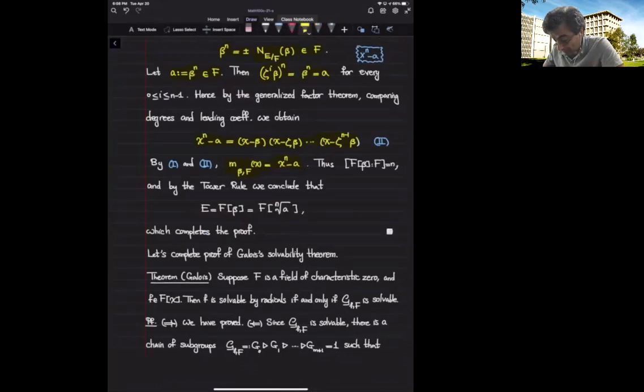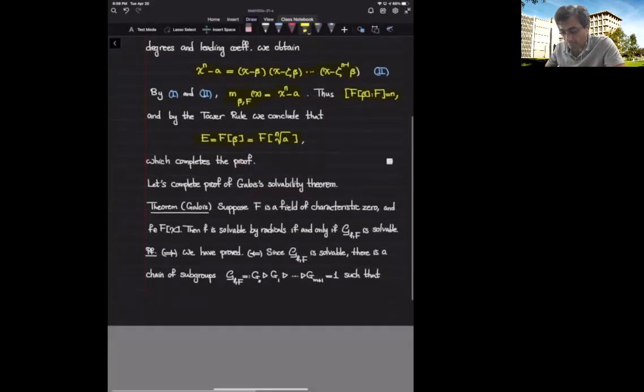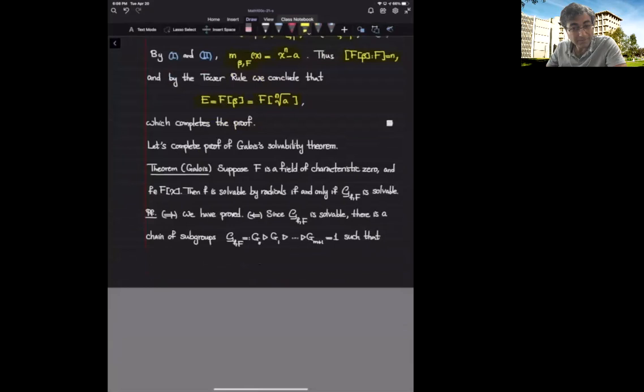And therefore, the degree of the field extension when I adjoin beta is precisely n, and the degree of E over F was also n, so it is the same. So E is F joined with beta. Beta is a zero of this one, so I can write it as the nth root of a, and the claim follows. Having this, we can easily complete the proof of the Galois solvability theorem.